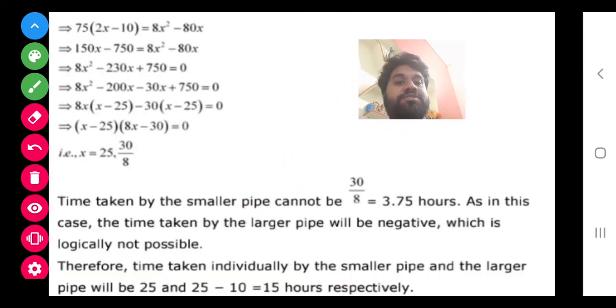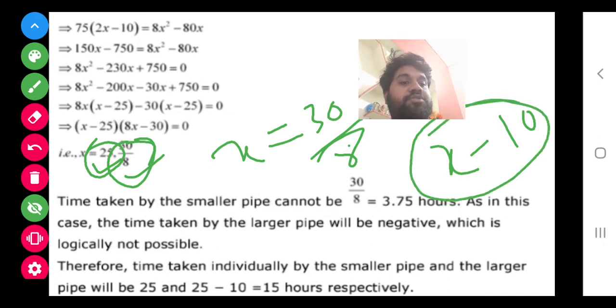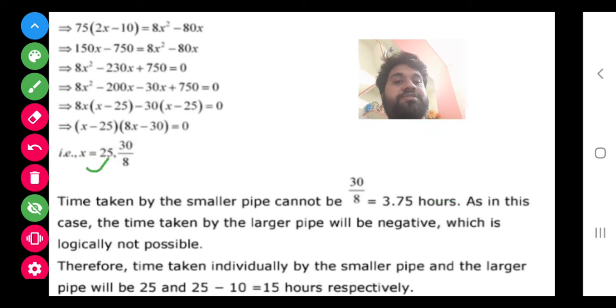Finally we have got two answers. One is this, another is this. This is x and this is also x. If we take this as x, then for the small tap it is okay, it is 30 upon 8, but for the large tap it is x minus 10, that is 30 upon 8 minus 10, which is a negative value, so it is not possible logically. So your answer is 25, not 30 upon 8.